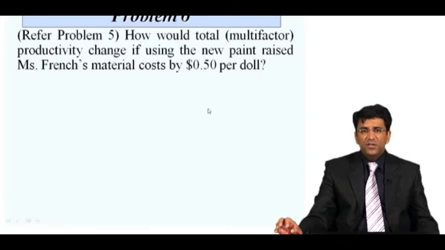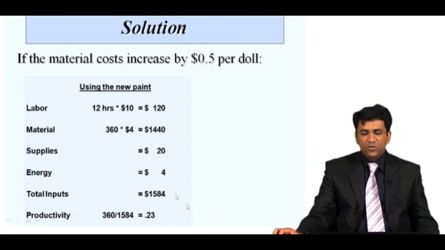What will happen? Its total material cost will become $4, because initially it was $3.5, but now it will become $4, that is 3.5 plus 0.5. So the only change is with respect to the material cost. Labor input remains the same, that is 120. Material cost now will be 360 multiplied by $4, that is 3.5 plus 0.5. This will be the new material cost.